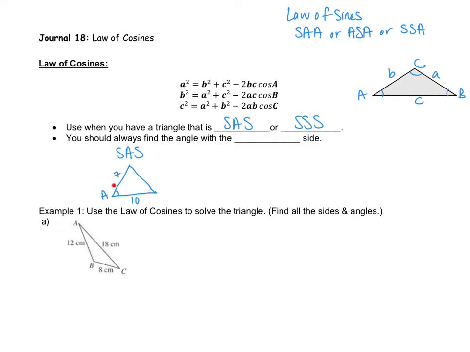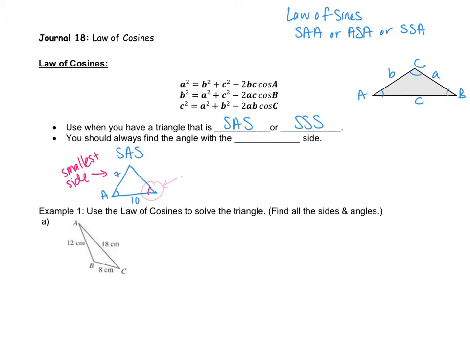Instead, I'm going to choose the smallest side. If I choose the smallest side, that means the angle across from it has to be the smallest angle, or has to be acute. I can guarantee myself that if I pick the smallest side, then the angle across from it has to be the smallest angle.